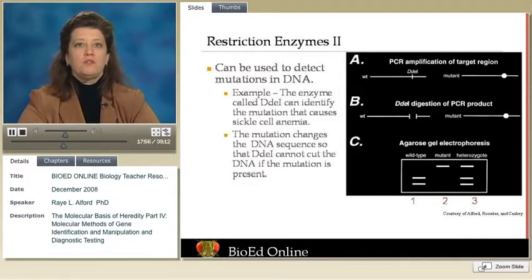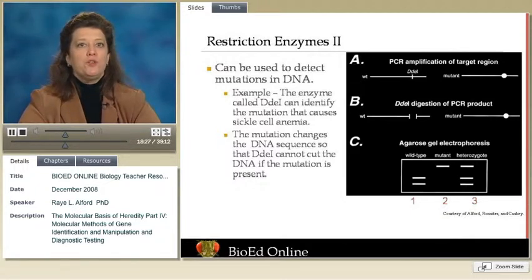As a result, normal or non-sickle beta-globin genes are digested by DdeI, while sickle cell-associated alleles are not. When DNA from patients is amplified by PCR and the PCR products are digested with DdeI and run on agarose gel electrophoresis, a person with two normal beta-globin genes will demonstrate a two-band pattern, indicating that the beta-globin DNA was cut by DdeI, as shown in panel C, row 1.